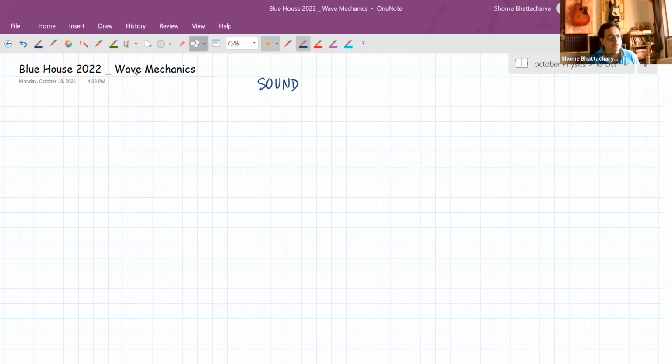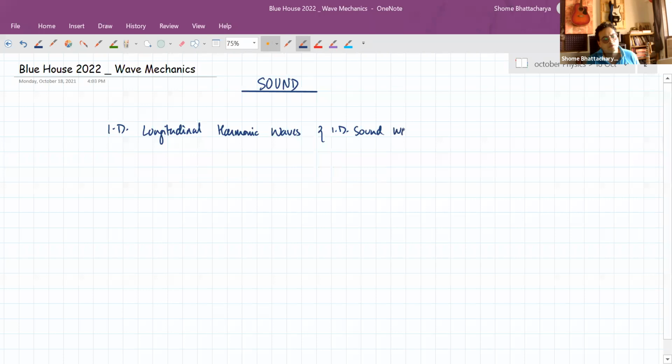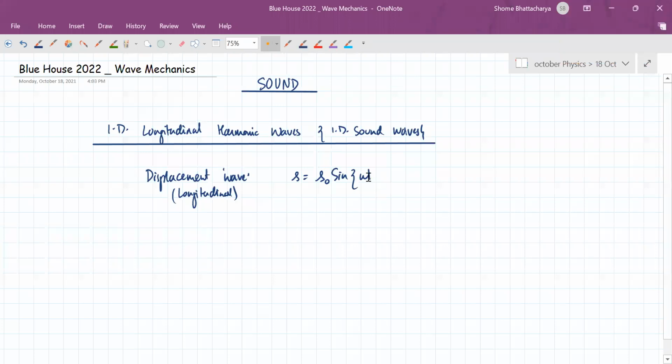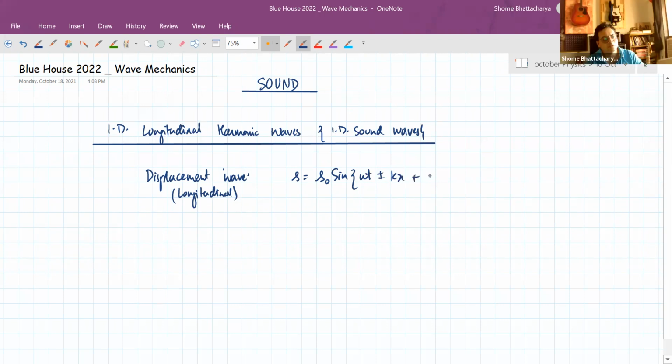Okay, so one of the things we discussed in the last lecture was intensity with respect to the amplitude and all that. So we saw that one-dimensional longitudinal harmonic waves, or basically 1D sound waves, can be represented in two ways. They can be represented in terms of the displacement, the so-called displacement wave, where the displacement is longitudinal in nature. That can be described with a longitudinal amplitude of S0 sine(omega t plus or minus kx, depending on the direction of propagation, plus some phase constant), where all these things are standard.